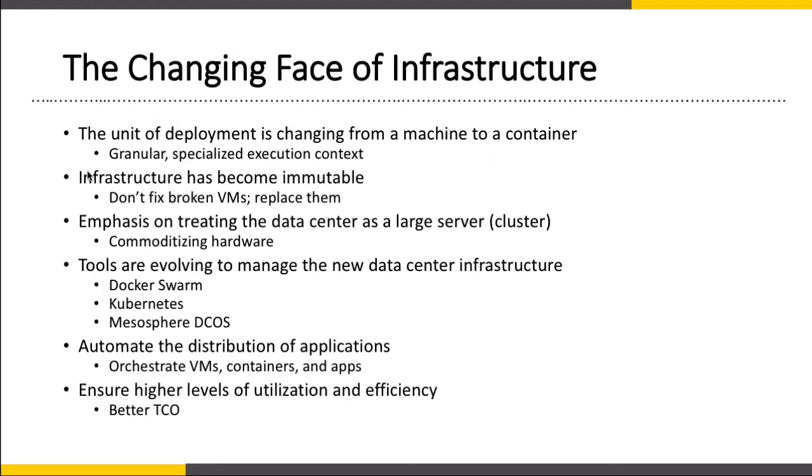And this all leads to the bottom line, which is better TCO, right? So ultimately, you're getting more VMs per machine, more containers per VM, and more apps per cluster. And that directly translates to better efficiency and better utilization. And the total cost of ownership is much more effective and realized with the new infrastructure design.